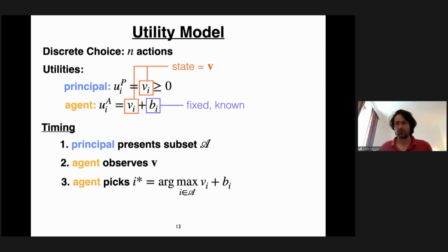Okay, so this would be a great time for one question about the model before I move on. Looks like no questions. Okay, great.